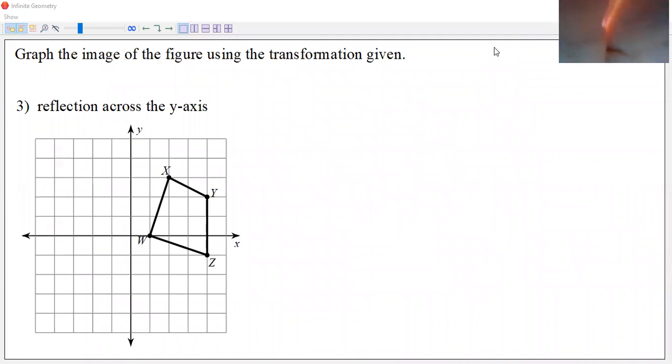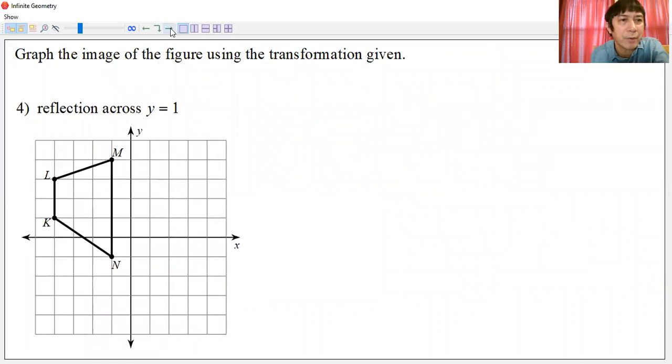Number 4. Okay, here's number 4. Graph the image of the figure using the transformation reflection across y equals 1. Okay, y equals 1, that is horizontal, okay? We're not using vertical this time, it's horizontal. Let's draw y equals 1 first. Y equals 1 must be the line over here. There, this is y equals 1.